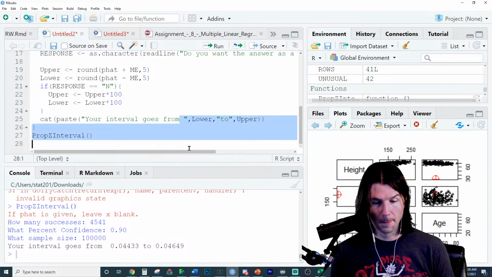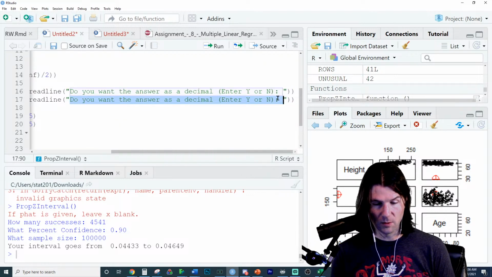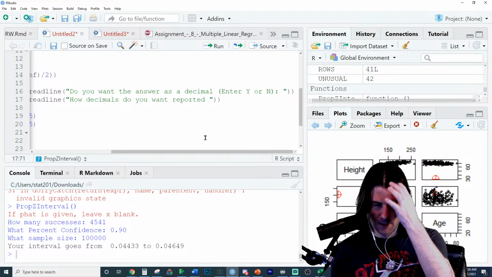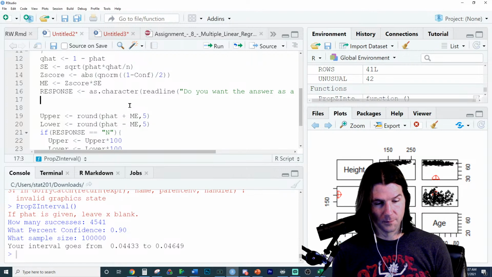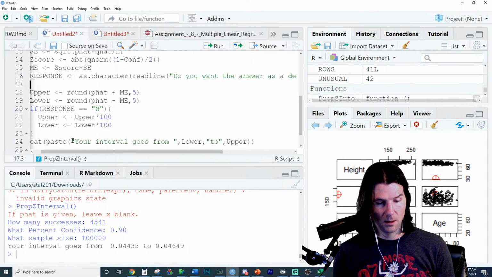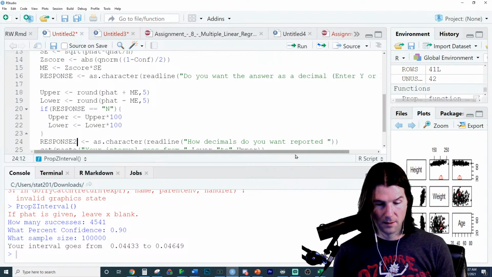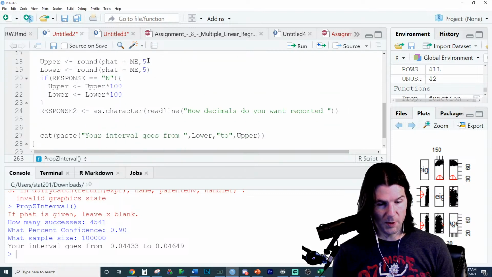Let's go right here, and then let's go as.character. Why not? We can still do that. How many decimals do you want reported? We should do this after. Yeah, sure. How many decimals do you want reported? And response 2. And then we go right here, and we're going to overwrite, and let's put 8 decimals right here.